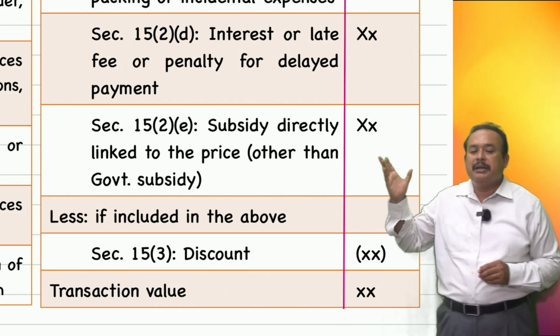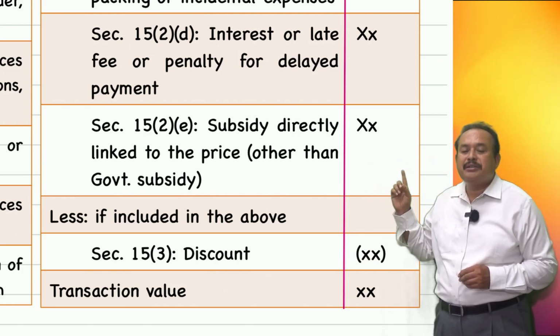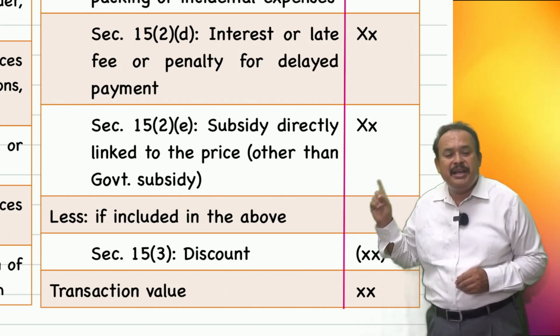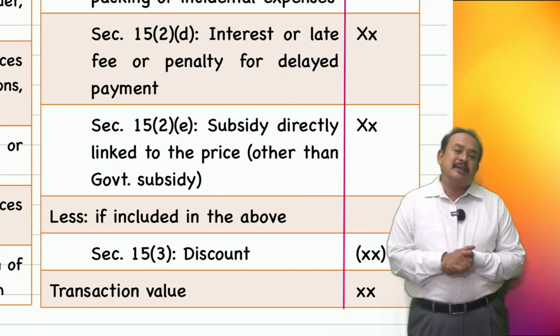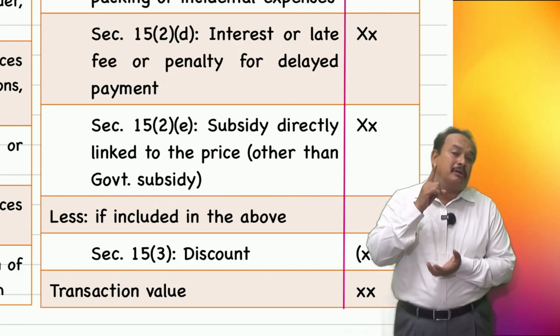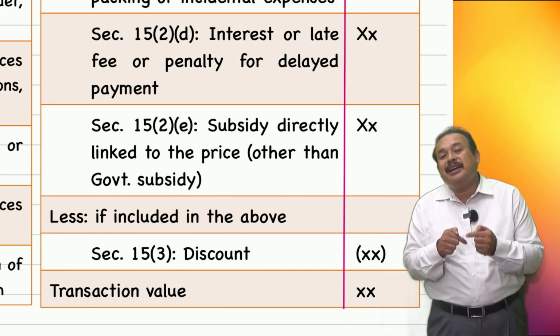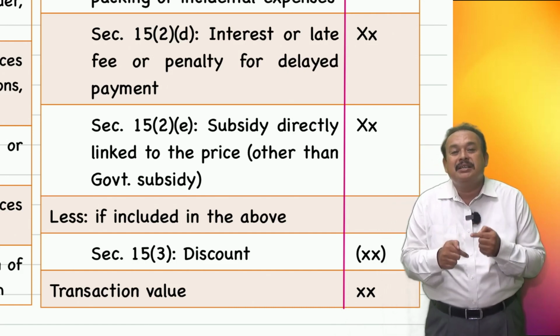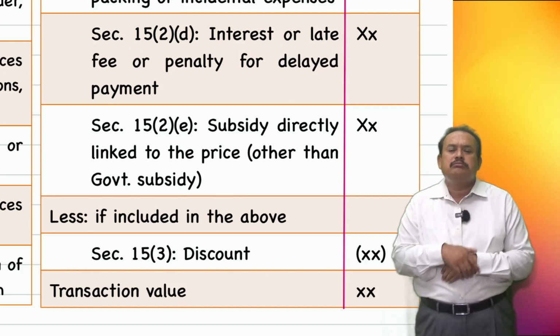Now please come back. Referring here, section 15, subsection 2, clause E, subsidy directly linked to the price. Important to note. Subsidy directly linked to the price is addable.